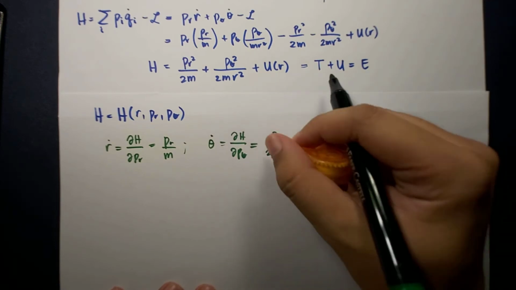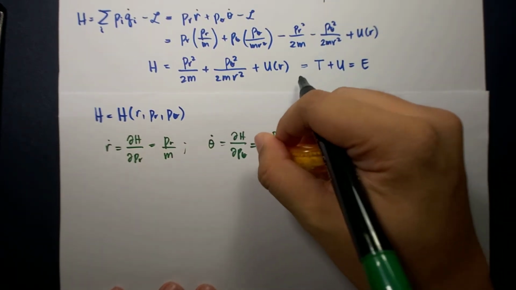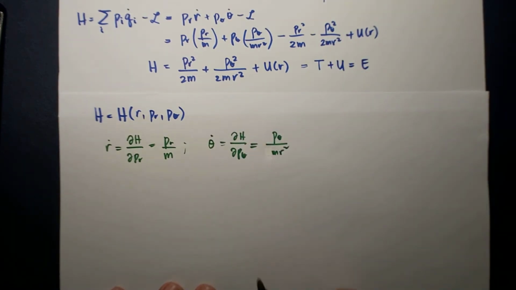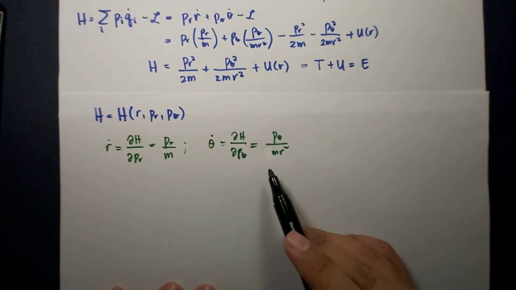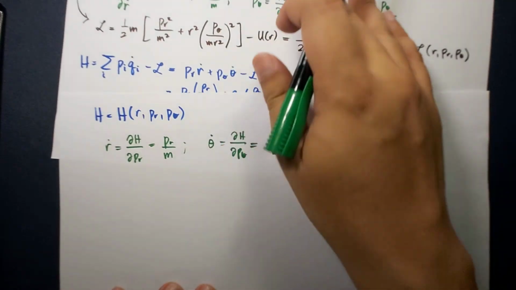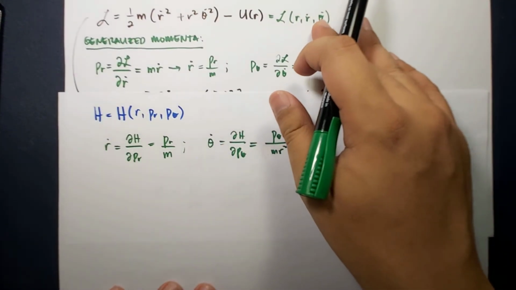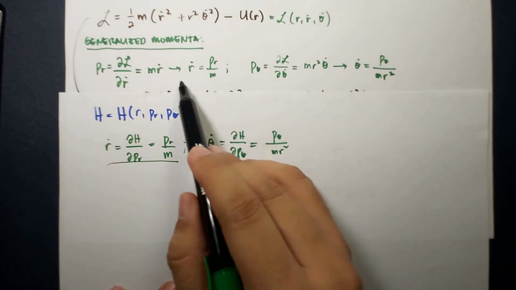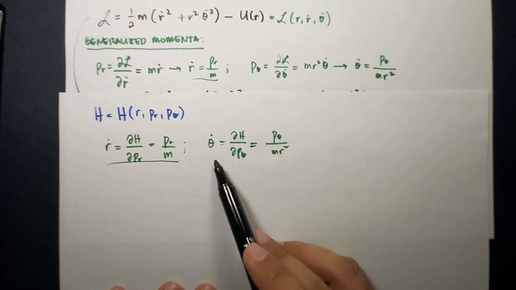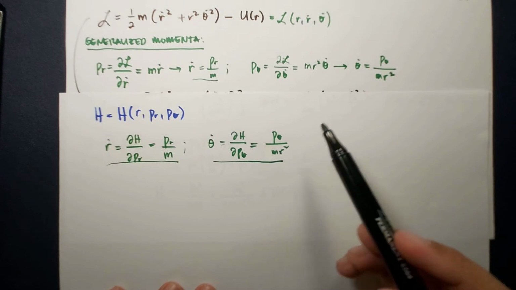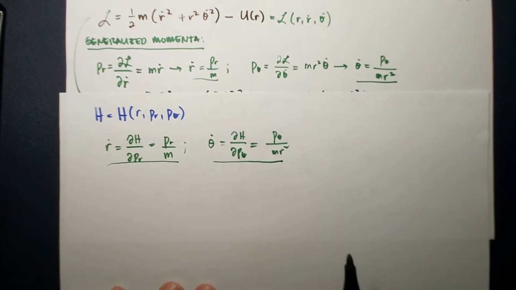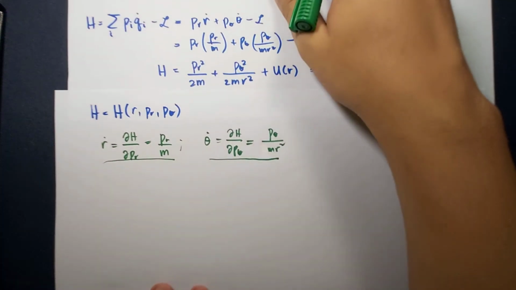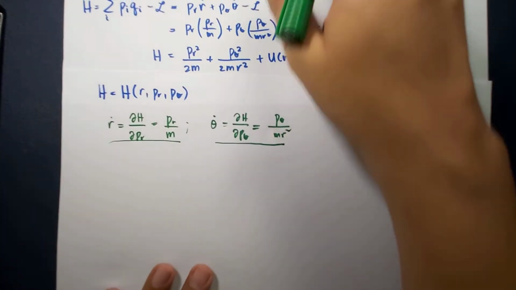Okay, so what does it mean? So the first two Hamiltonian equations of motion just verify our previous results for the generalized momentum. So this is equal to this, and this is equal to this. Amazing, right? Okay, so now let's move on to the next equation of motion.